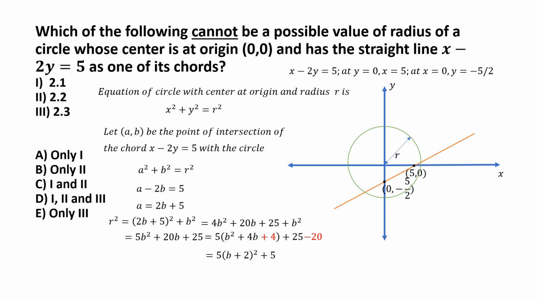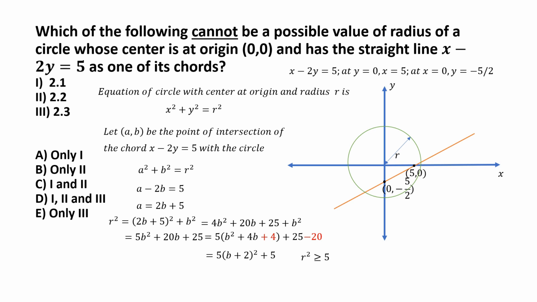And then we can write this: 5 multiplied by (b plus 2) whole square, and then outside parentheses I had 25, but now I also subtract 20, so that becomes 5. So I have 5(b plus 2) whole square plus 5. Now, (b plus 2) whole square, at the least it can be 0. It's a positive term in general, right? But it cannot be any less than 0 because it's a square, right? It has to be 0 or positive. So that means that r square has to be greater than or equal to 5.